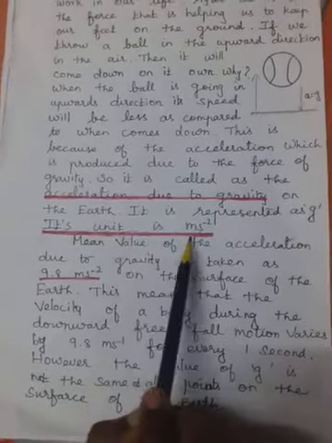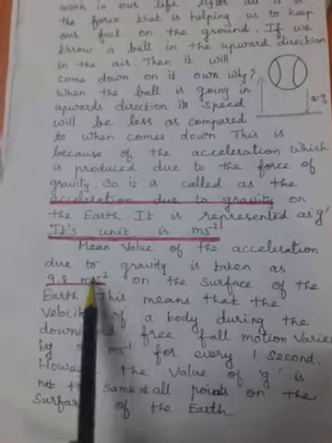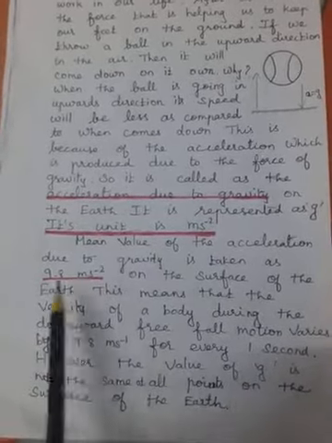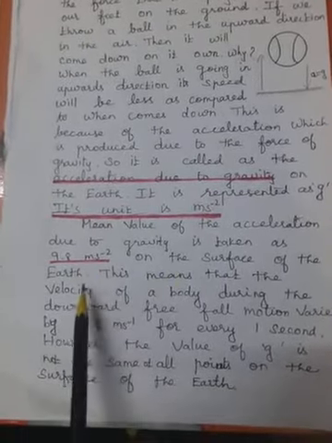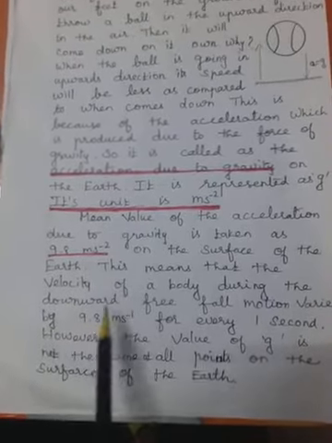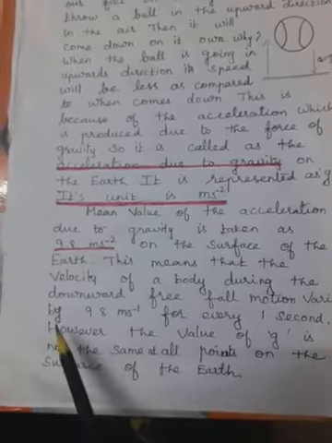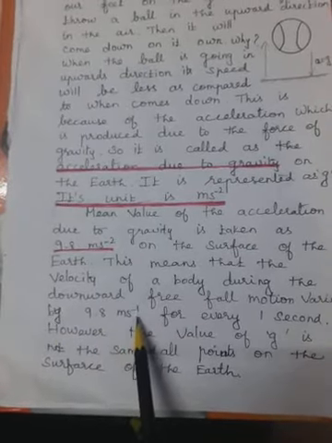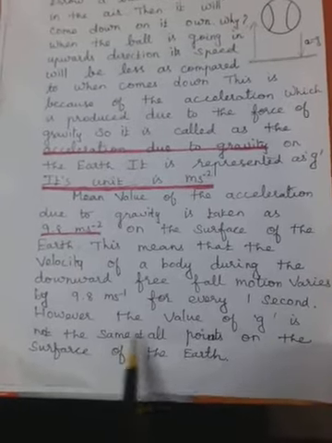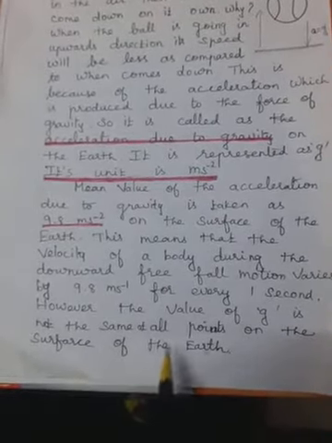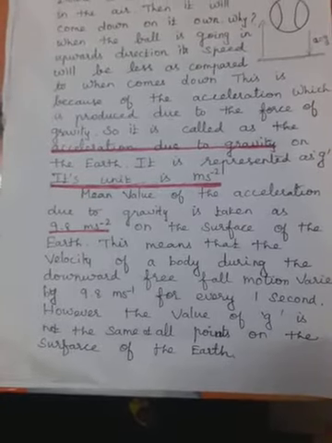Its unit is meter second power minus 2. The mean value of the acceleration due to gravity is taken as 9.8 meters second power minus 2 on the surface of the earth. So this means that the velocity of your body during the downward free fall motion varies by 9.8 meters second power minus 1 for every 1 second. However, the value of g is not the same at all points on the surface of the earth. It will be discussed later.